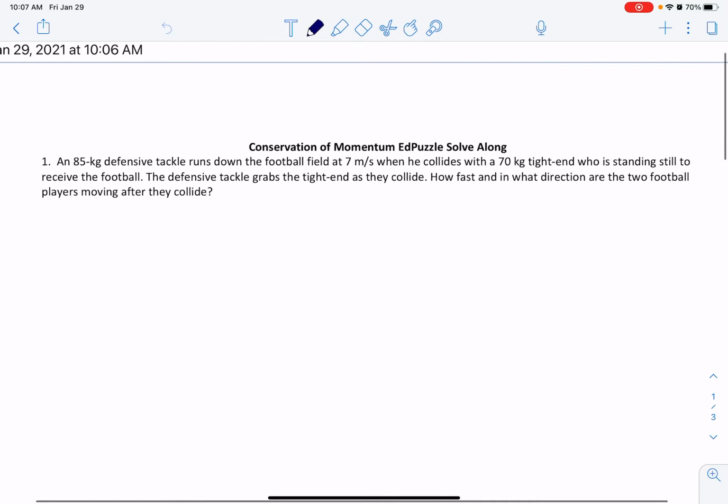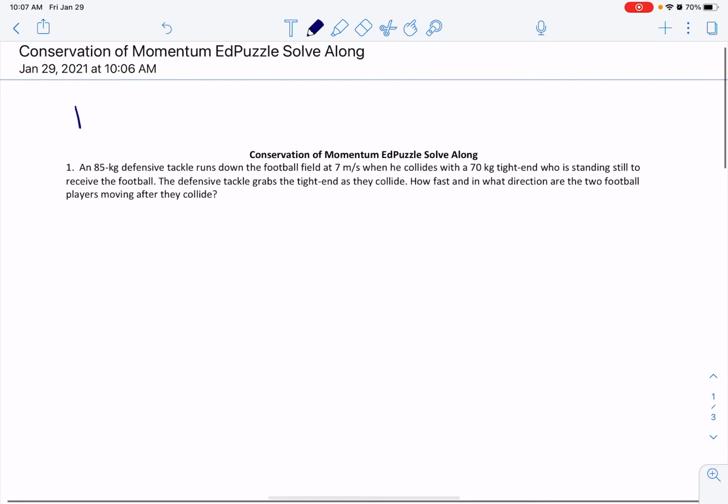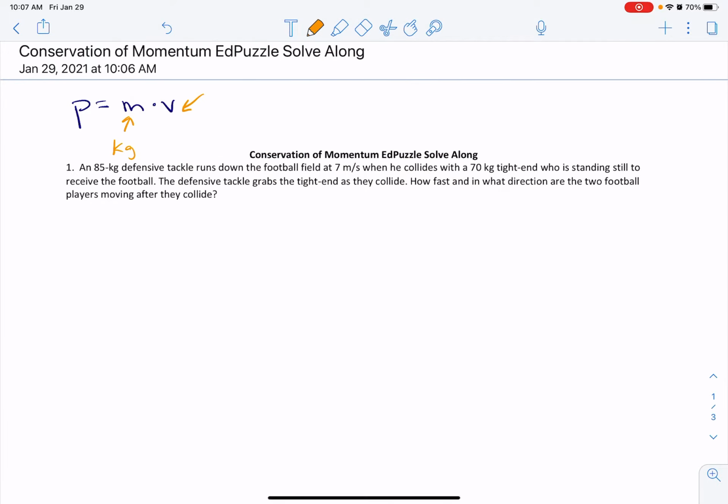So the first thing we need to remember is the equation for momentum. Momentum is abbreviated with the letter P, and it is mass times velocity. Our mass is always going to be in units of kilograms, and our velocity is always going to be in units of meters per second. That means our unit for momentum is the kilogram meter per second. A little clunky, but that's what it is.